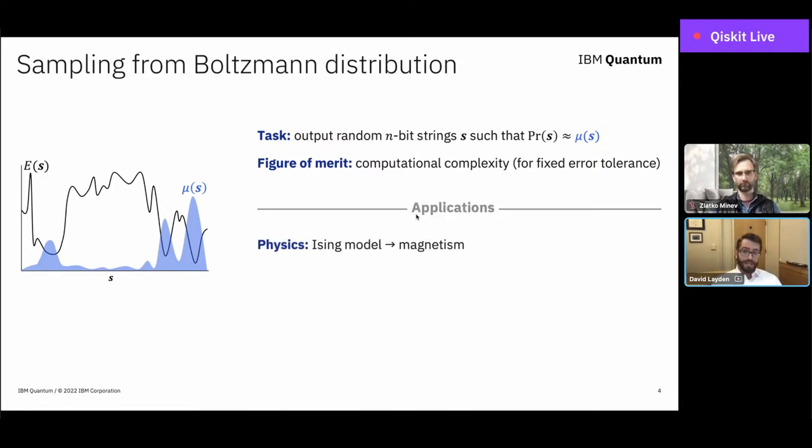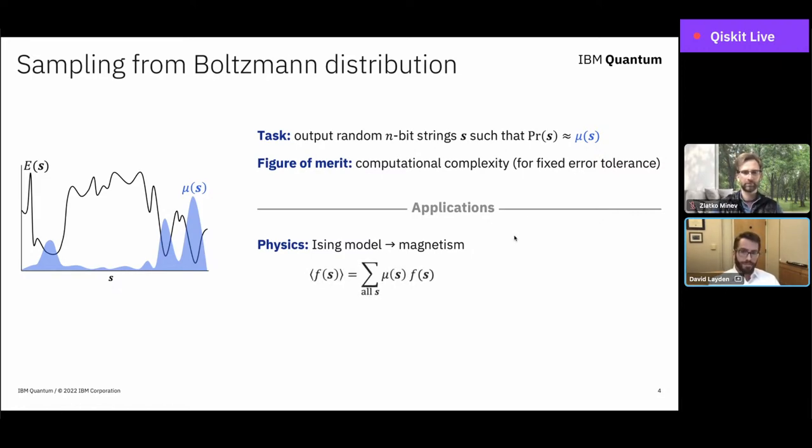Now, as promised, let's take a step back and talk about where this arises. If you haven't encountered this problem before, you might wonder why we care about it. It certainly seems very abstract. And historically, where this first arose was in physics, where the Ising model was proposed as an early model of magnetism in materials, and where the Boltzmann distribution describes a thermal equilibrium.